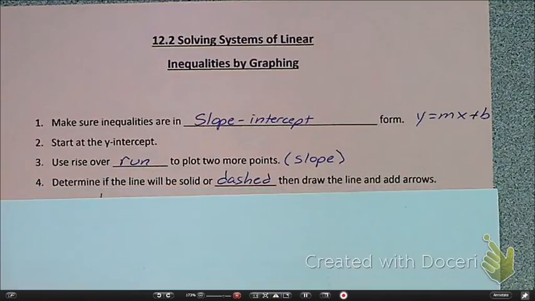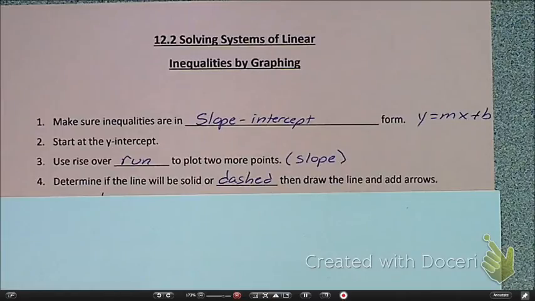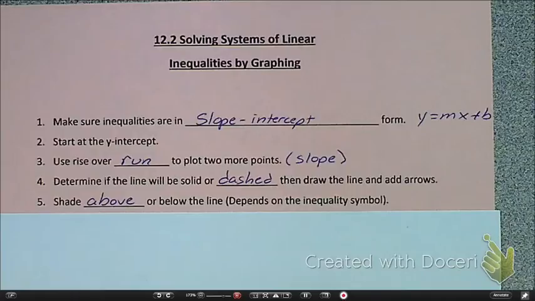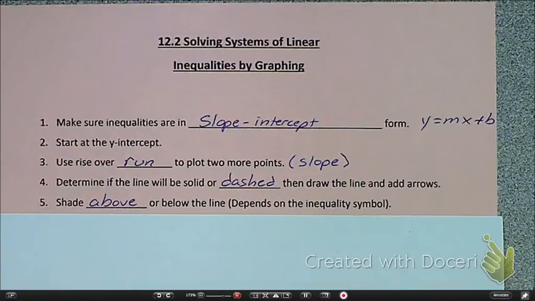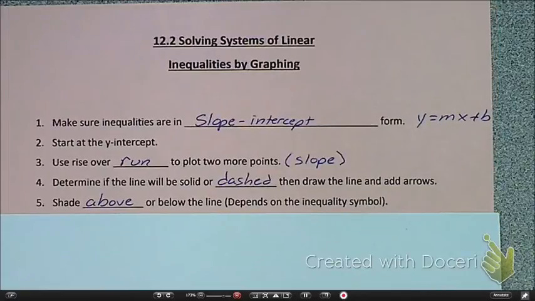Determine if the line will be solid or dashed, then draw the line and add arrows. That is determined by the inequality symbol. If it is equal to, it is solid. If it is not equal to, it is dashed. You will then shade above or below the line. It also depends on the inequality symbol.